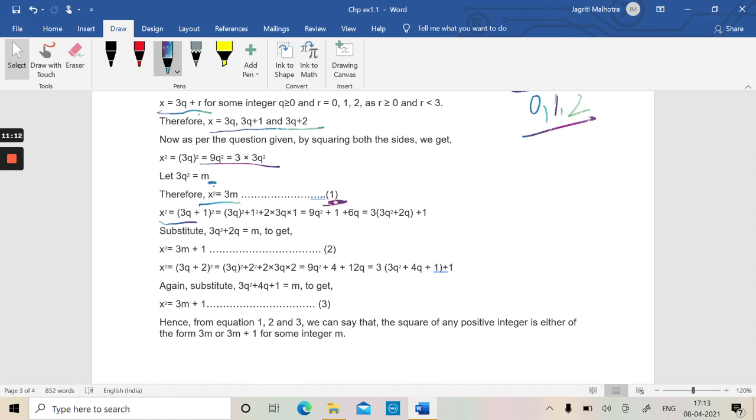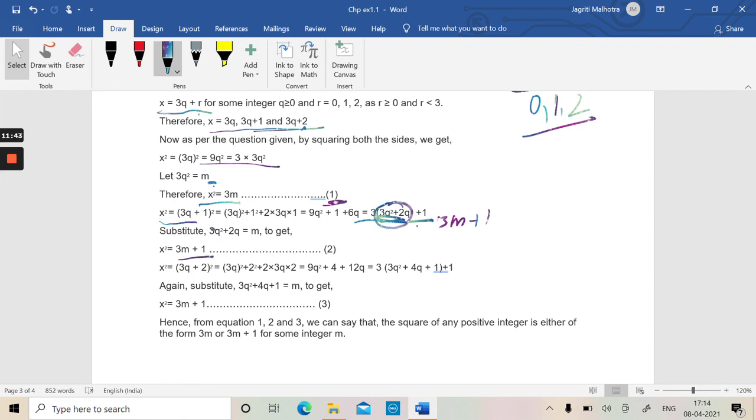We get it from here, but our x squared was also equal to 3q plus 1 whole squared, right? Because our x was also this. So now substituting this value, we get this value, 3 into something, where this something is the quotient. So letting this term m, it equals 3m plus 1, right? This has now taken the form of 3m plus 1.